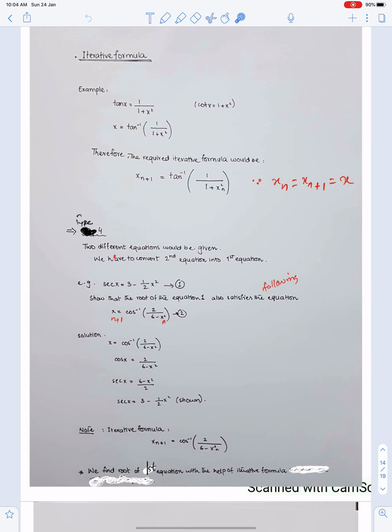Type 4 question. In type 4 question, they will give you two different equations and they will ask you to convert the second equation into the first equation. Like this, this equation is given. Show that the root of this equation also satisfies this equation. That means you need to convert this equation into this form. For details, you must watch lecture 1 on this topic.